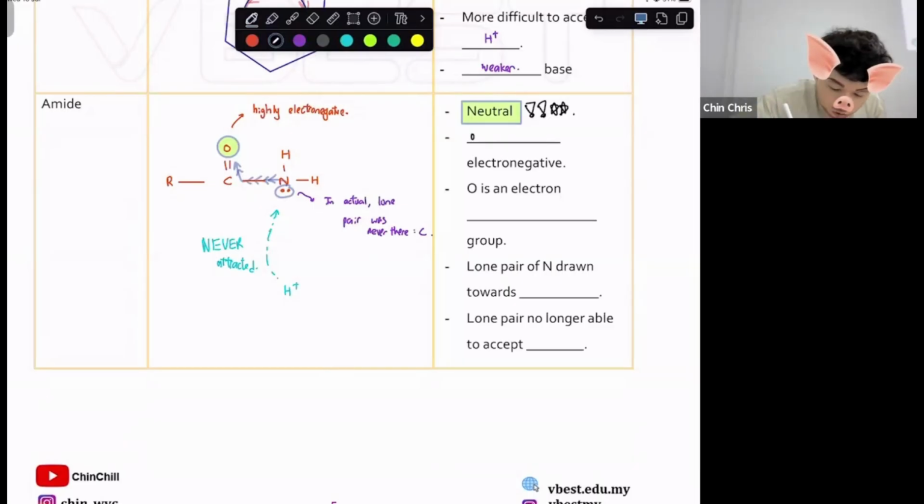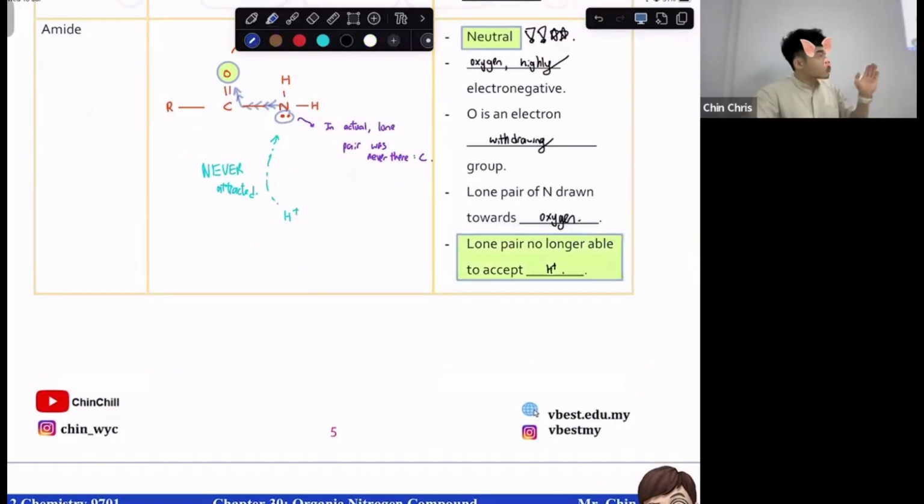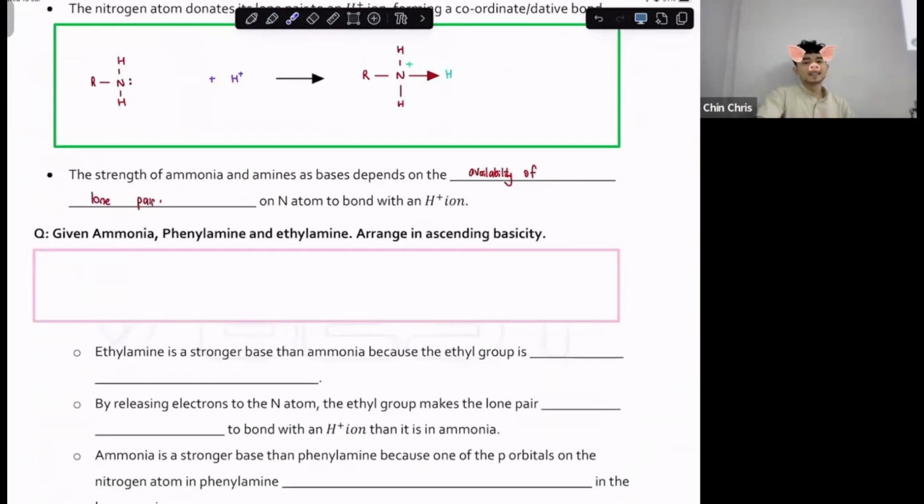Why? Because you have oxygen, which is highly electronegative. Then oxygen is an electron withdrawing group. So the lone pair of nitrogen draws towards your oxygen. Lone pair no longer able to accept a H plus. Highlight the word: lone pair no longer able to accept a H plus. Why? Because it's being drawn all the way towards oxygen. The dipole.